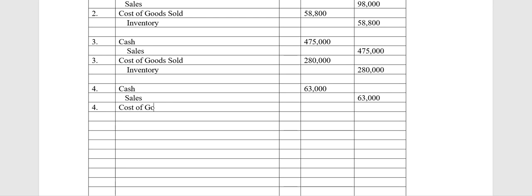And of course, we have to record our cost of goods sold for the $39,000. And our inventory decreases by that $39,000 as well.